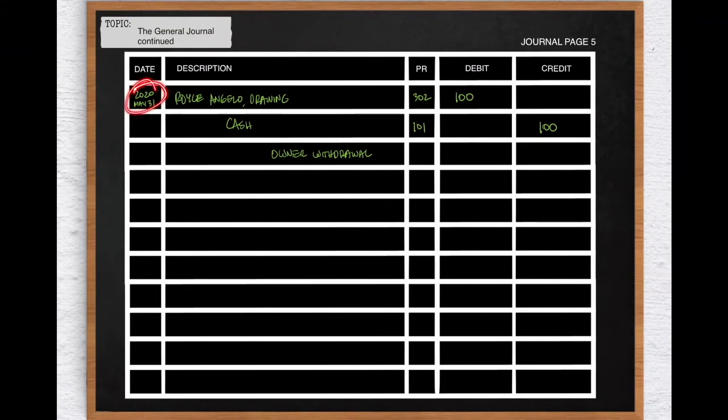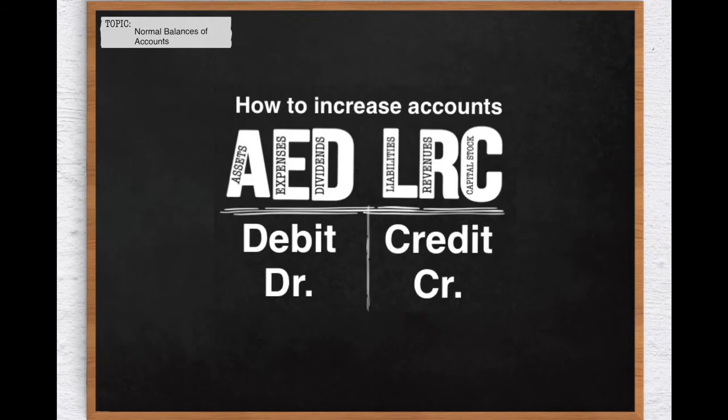One more time for the last transaction, put the month and the year there because it's a brand new page. This is journal page 5. Debit comes first, credit comes second, a description, the post ref, and your debit and credit.